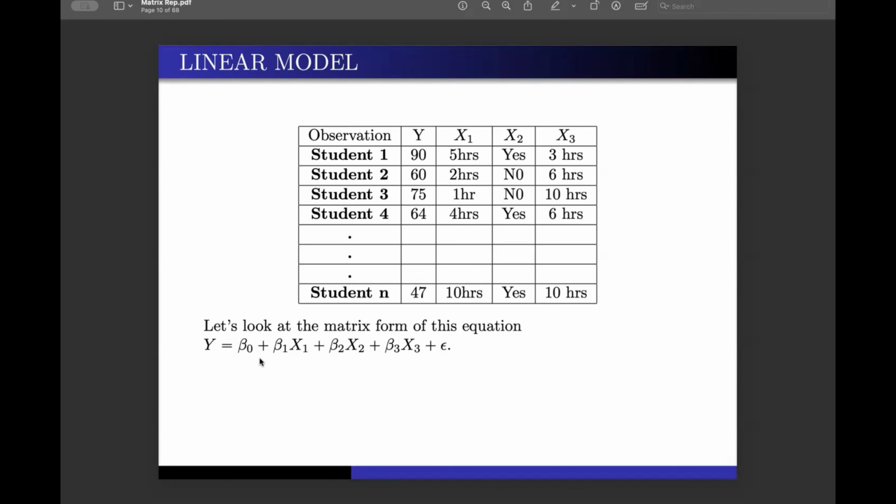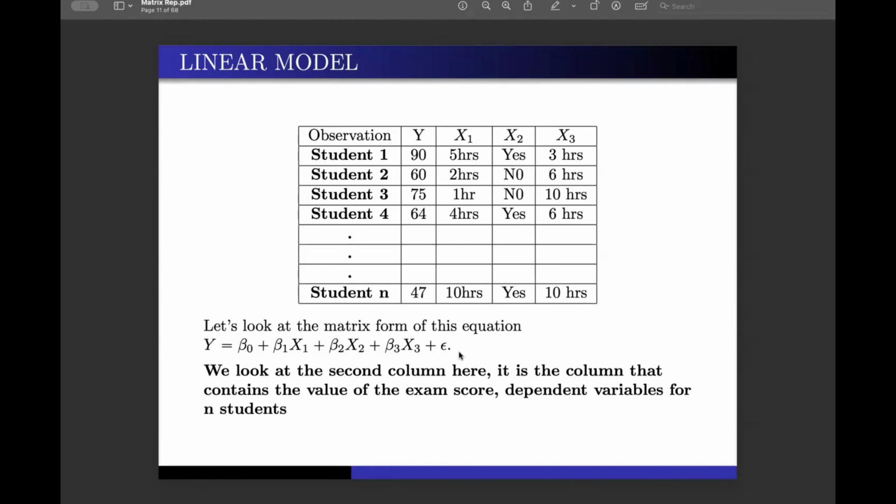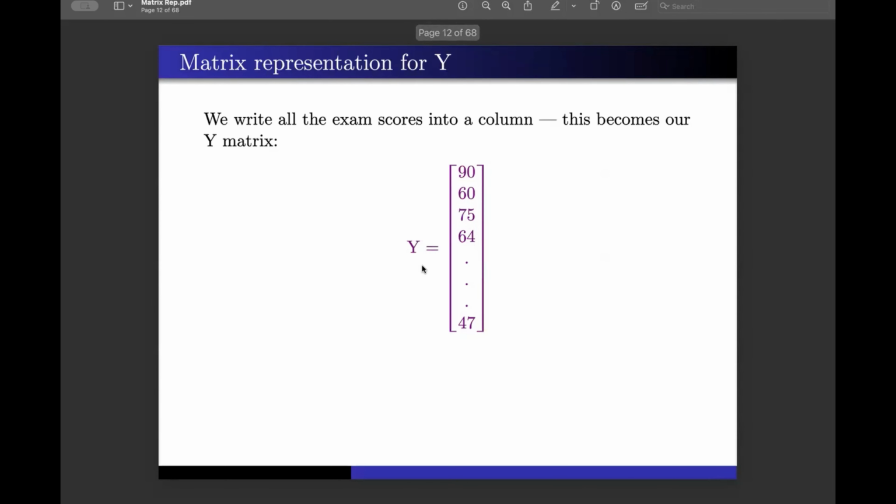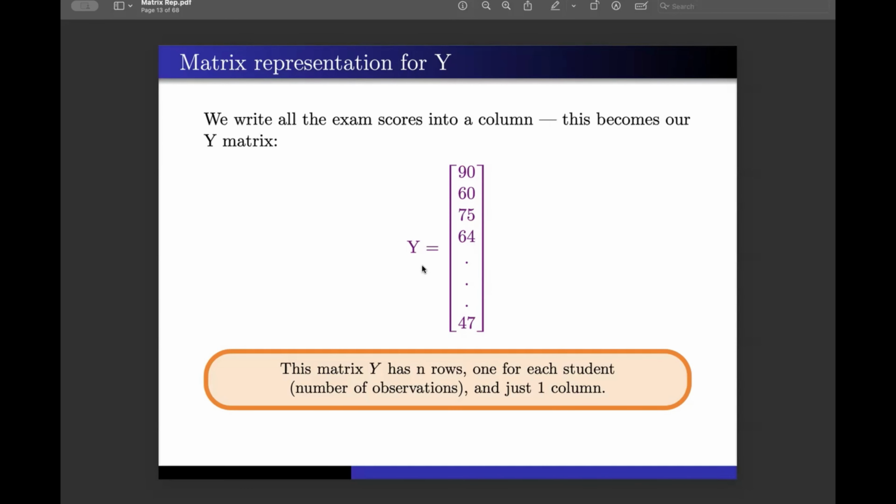y equals beta naught plus beta 1 x1 plus beta 2 x2 plus beta 3 x3 plus epsilon. Perfect. So let's start with the second column over here. We have this data set given to us, and we'll look at the second column. It is the column that contains the value of the exam score, the dependent variable, for n students. So we write all the exam scores of n number of students into a column, and this becomes our y matrix, the dependent variable matrix. And that's it for the y matrix.